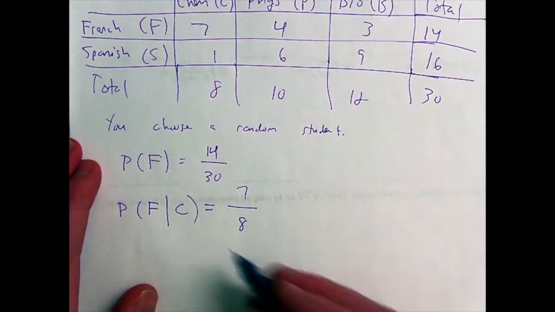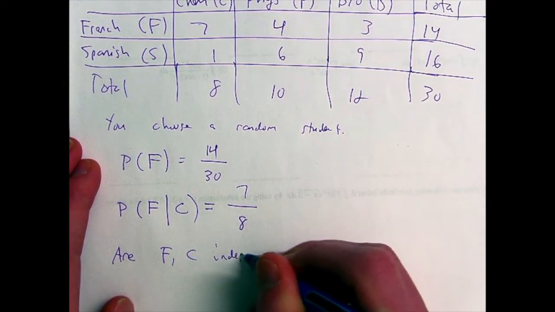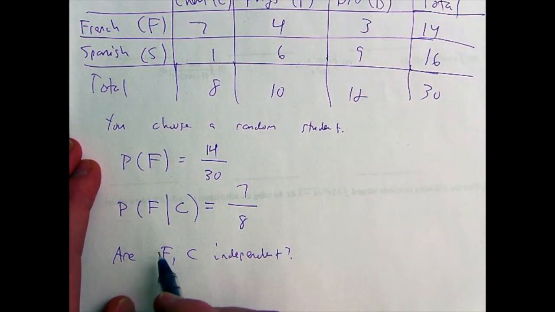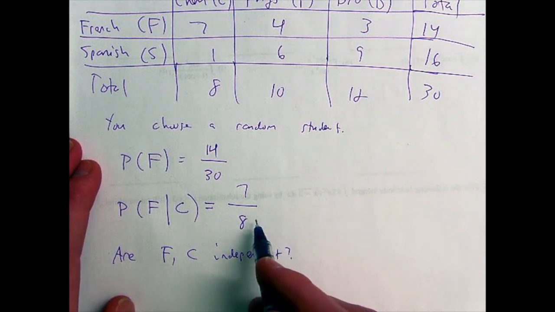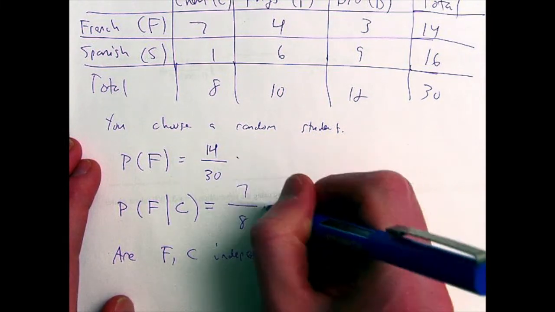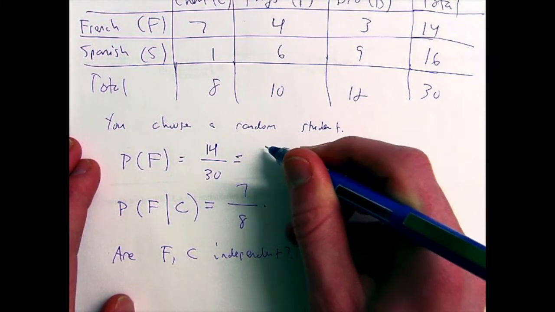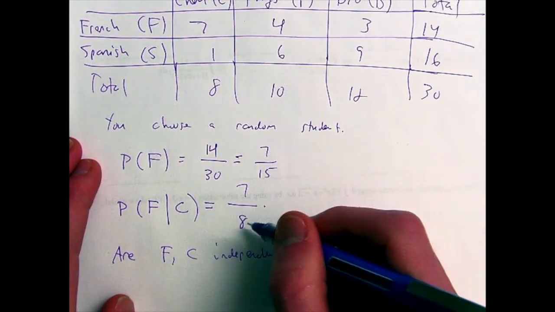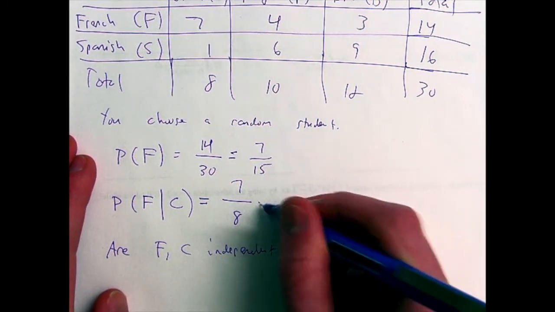Now, here's a question. Are the events F and C independent? The two events are: student studies French and student studies chemistry. Are those events independent? You can tell right away that they're not, because these two things aren't equal. This fraction reduces to 7 out of 15. So that's reduced, and so is this fraction. To compare fractions, you really have to reduce them. These two fractions are not equal.